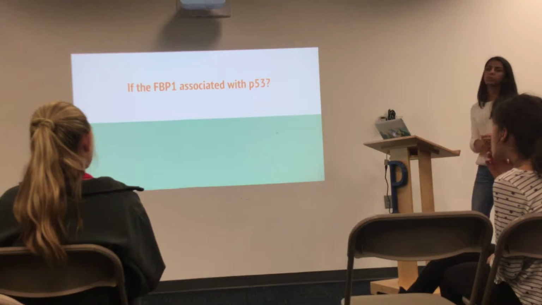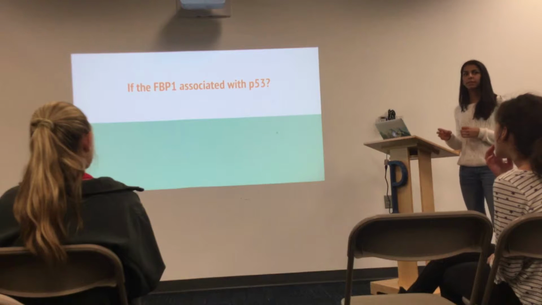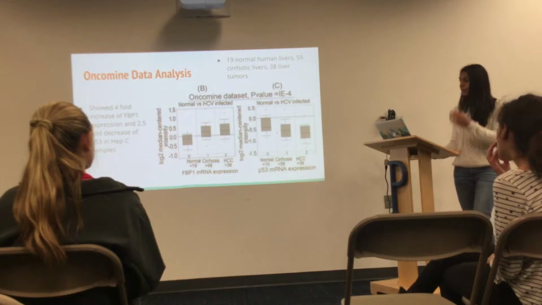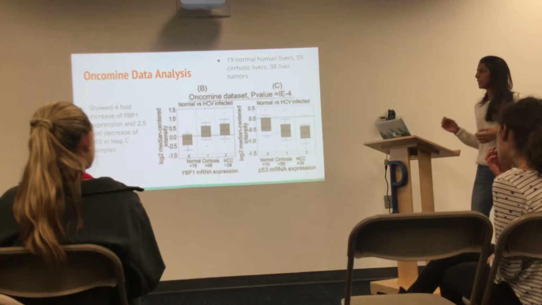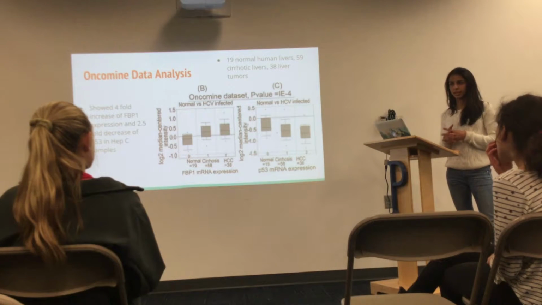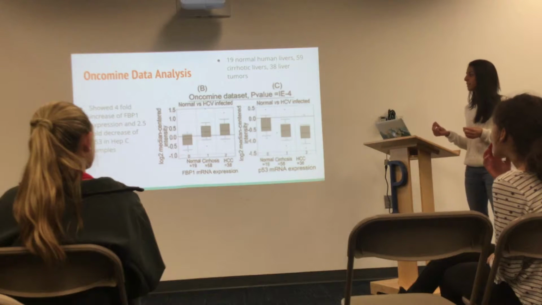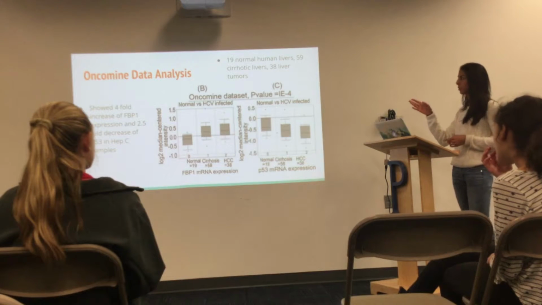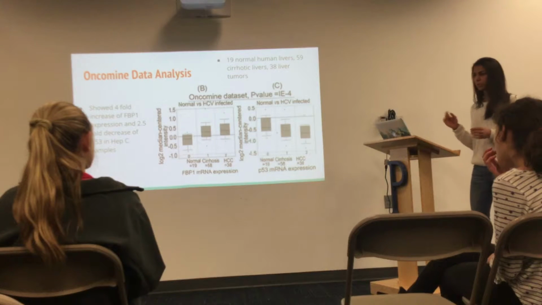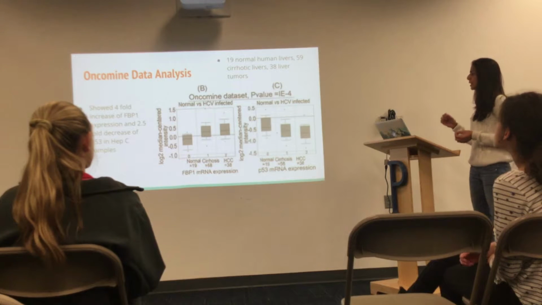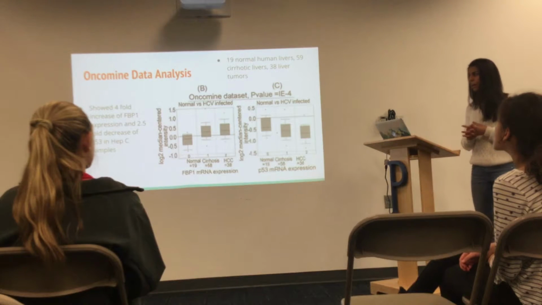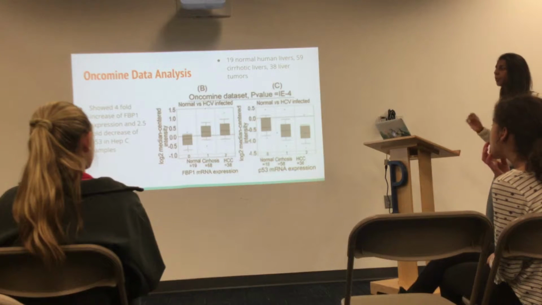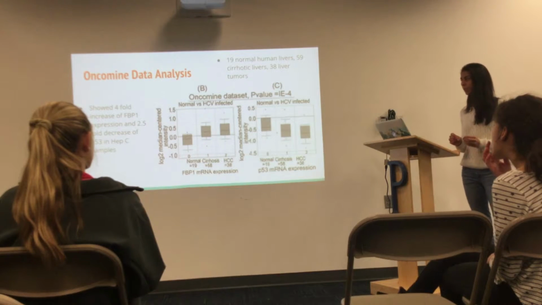So now that they know that the Fuse Binding Protein1 causes tumor growth, they want to see if it does this through p53, the known tumor suppressor gene. So to do this, they used Oncomine data analysis. Basically, it's just a cancer database, and they were looking to see if it had any similarities. So they checked 19 normal human livers, 59 cirrhotic livers, which is just liver scarring, and then 38 liver tumors. And they found that among these, they showed a 4-fold increase in Fuse Binding Protein1 expression and a 2.5-fold decrease in p53 expression.